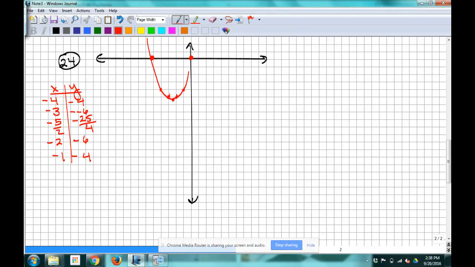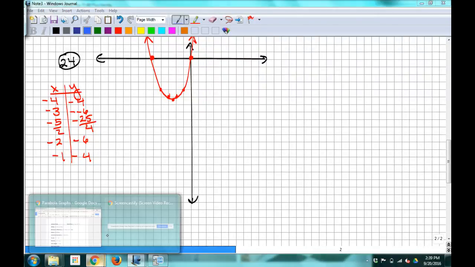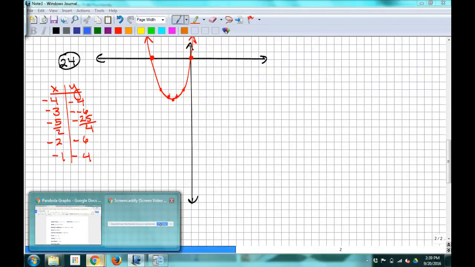With what? So I plotted all of these, and then this seems to have been a problem here lately.